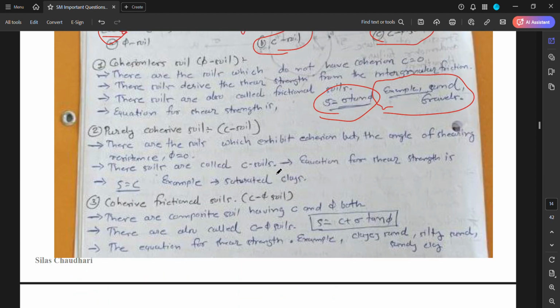Second is purely cohesive soils, which means C soils. These are soils which exhibit cohesion, but the angle of shearing resistance φ is equal to 0. These soils are called C soils. The equation for shearing strength is S = C. An example is saturated clay, a purely cohesive soil.